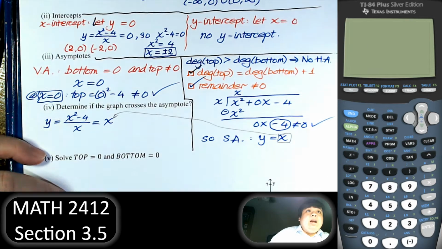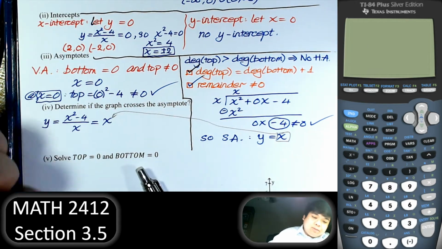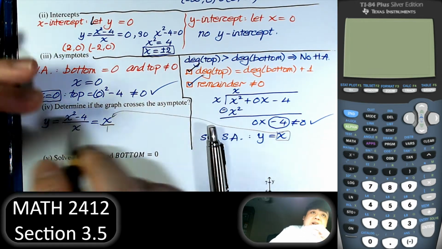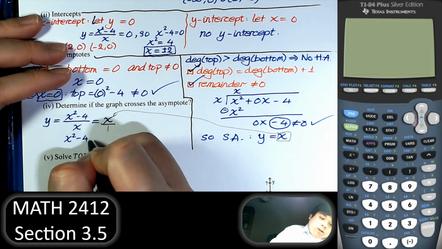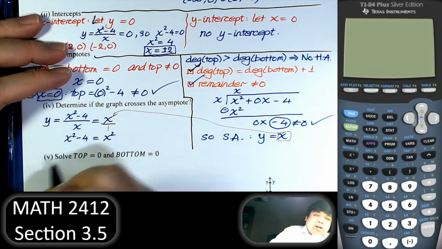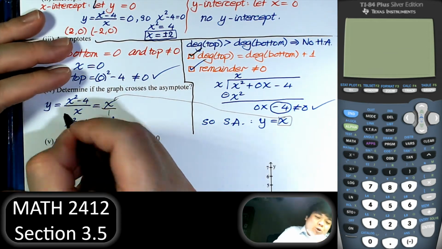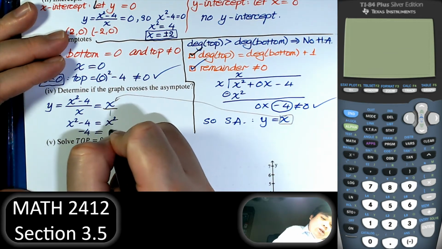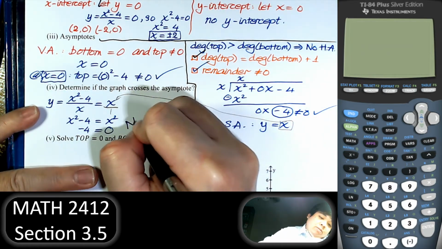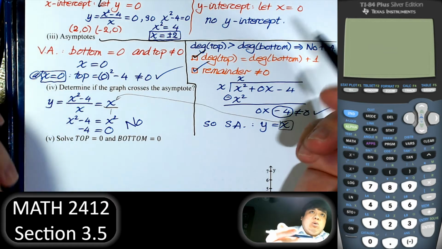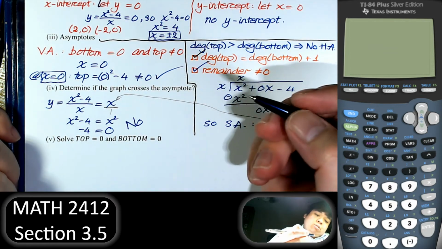And then we cross multiply over 1, and we have x squared minus 4 equal to x squared. Subtract x squared on both sides, we have negative 4 equal to 0. That's not possible, so there will be no solution. Or just say no, the graph will not cross the asymptote.